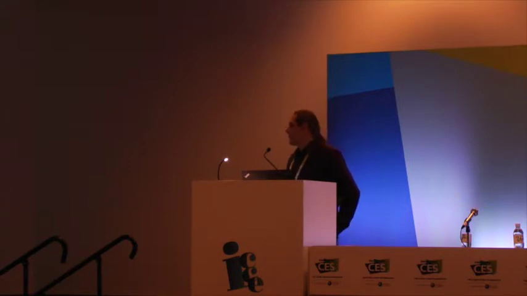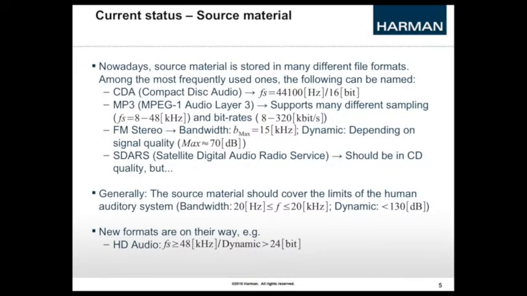What also is used very heavily is FM stereo, at least in Europe, because there AM is more or less dead. But FM is the standard. If you go into the car and you have not a particular source that you want to listen to, you just go in, put on the radio and you listen to music. But what about the background of FM? So FM has a spectral bandwidth of 15 kilohertz and a dynamic depending on sound quality, so it's scalable, but has a maximum of approximately 70 dB.